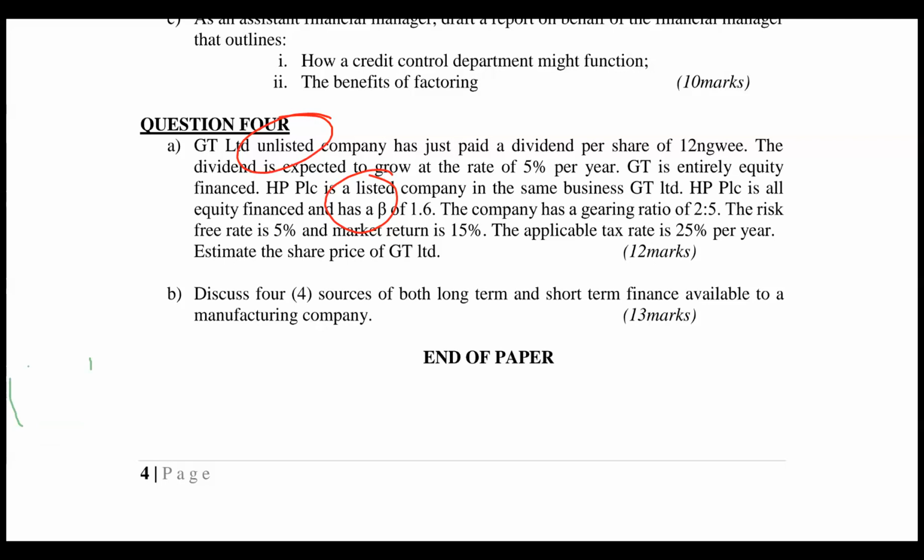The listed one, the share price is determined by the stock exchange. While for the unlisted one, the share price is not determined by the stock exchange. So usually the unlisted company, just as said, is more like a private company.